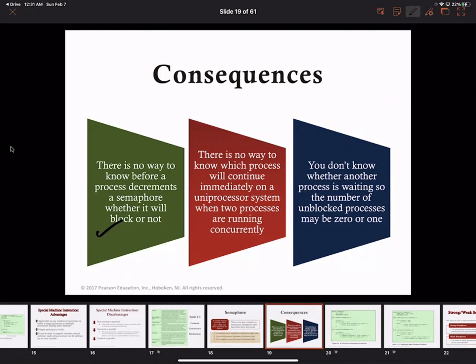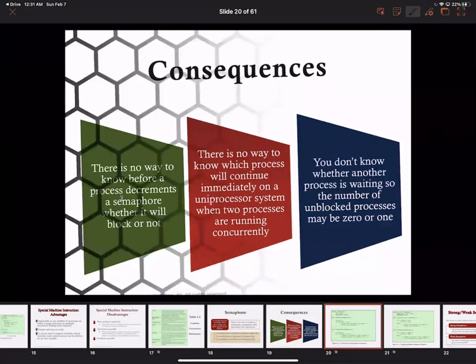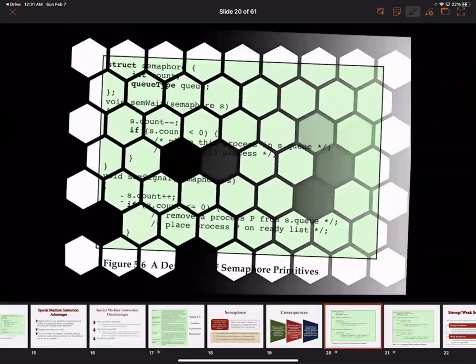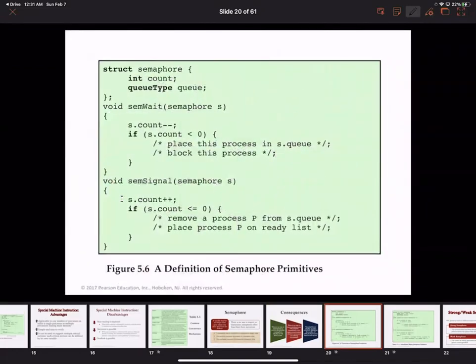When you signal a semaphore, you don't necessarily know whether another process is waiting, so the number of unblocked processes may be 0 or 1. These are the main consequences of the semaphore definition. If we look at the following pseudocode, which suggests a more formal definition of the primitives for semaphores, the same wait operation and the same signal operation are assumed to be atomic operations. This means once a process initiates either one, no other process can interrupt it.